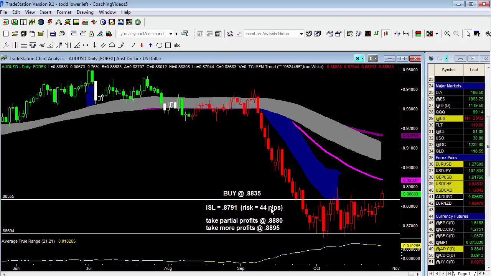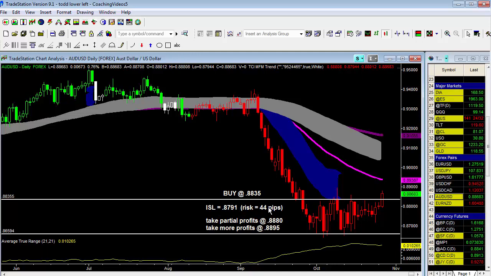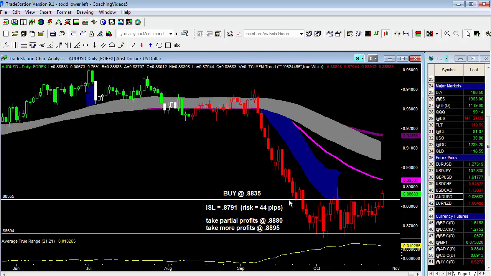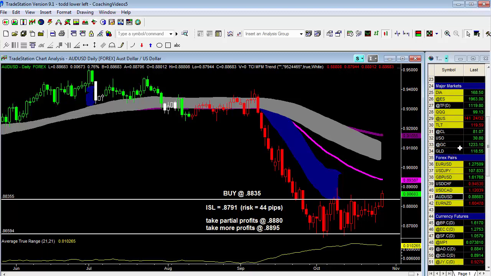You could have taken some profits at 88.80. If you haven't, no big deal. Just put in a limit order at 88.80 right now, and I would just leave that sell stop at 87.91. Risking 44 pips is really nothing, especially executing off of a daily chart. 44 pips is really not a whole lot. So this trade's looking good.